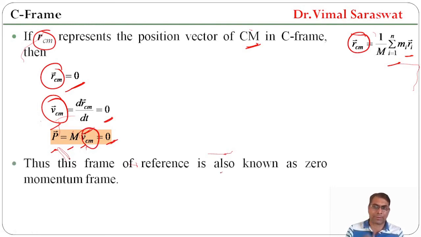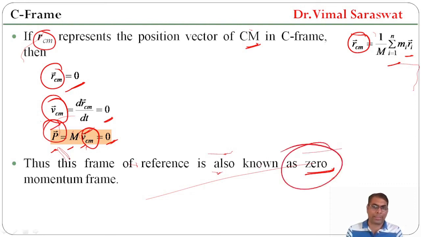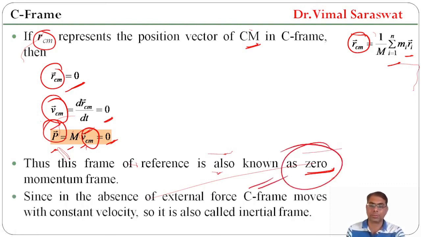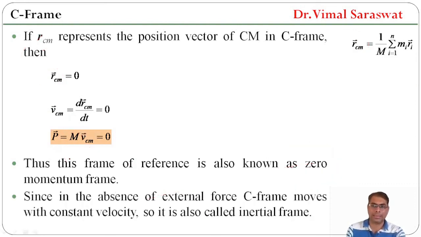Thus this frame of reference, the C frame, is also known as zero momentum frame because the momentum of center of mass is 0. Since in the absence of external force, C frame moves with constant velocity, it is also called an inertial frame. So C frame is also known as inertial frame.